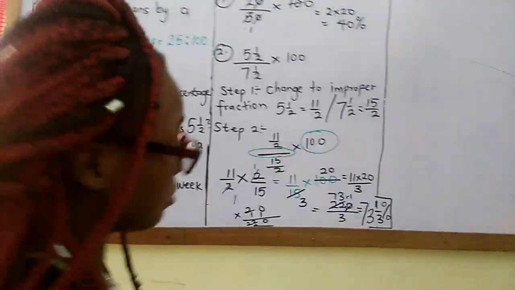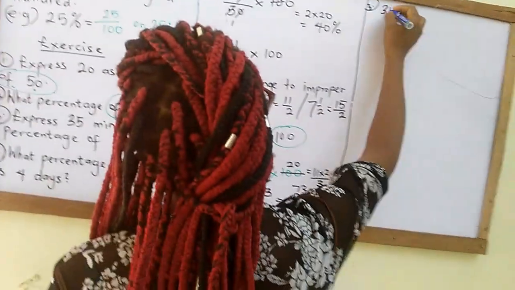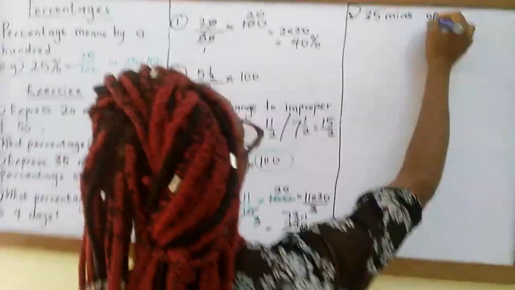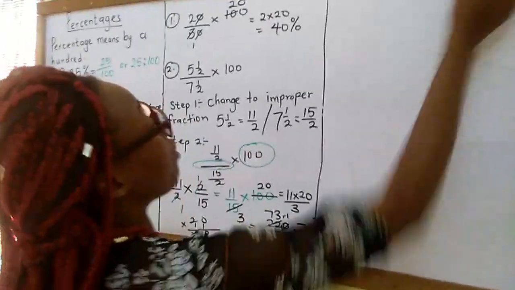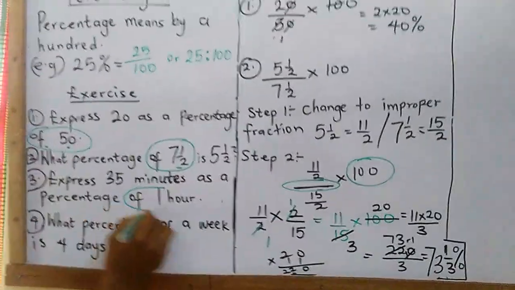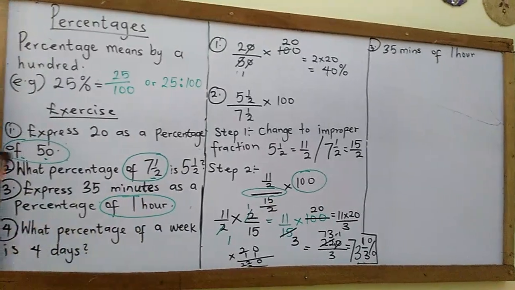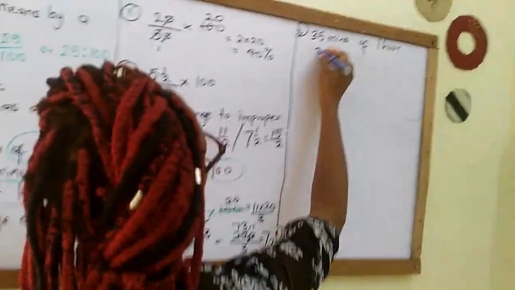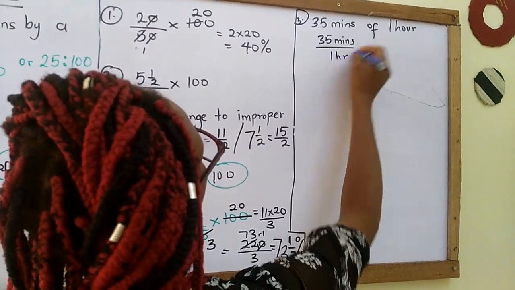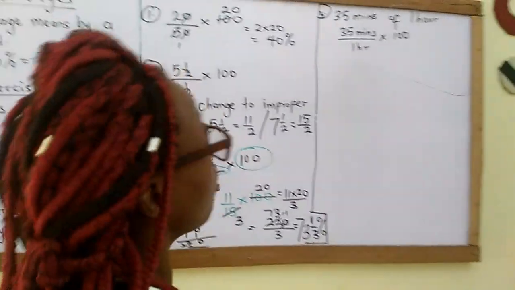Now for question 3. We are told to express 35 minutes as a percentage of 1 hour. Remember, 35 minutes as a percentage of 1 hour. So the "of" 1 hour means this 1 hour is going to be the denominator. So we have 35 minutes over 1 hour times 100. We are dealing with percentage, hence we have 100 there.